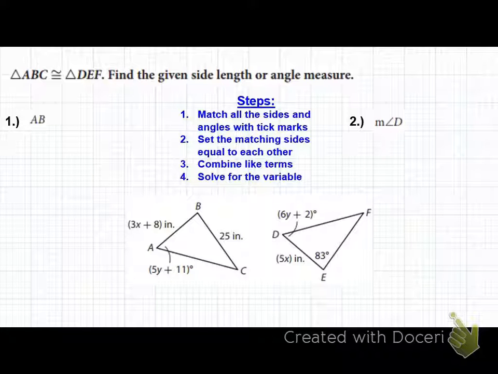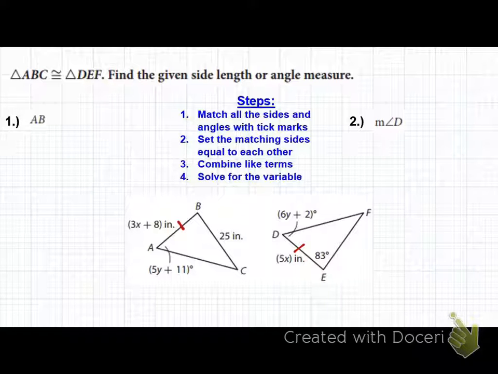So the first thing I want to do is make sense of the problem. So I'm going to add tick marks to corresponding sides. So we have side AB. Let's start with that. That's the easy side. I'm just going to put one tick mark down here, and then I'm going to look for the corresponding side and put a tick mark here. You see how it says AB? I want to look for DE. DE is my corresponding side, so I'm going to put one tick mark there.